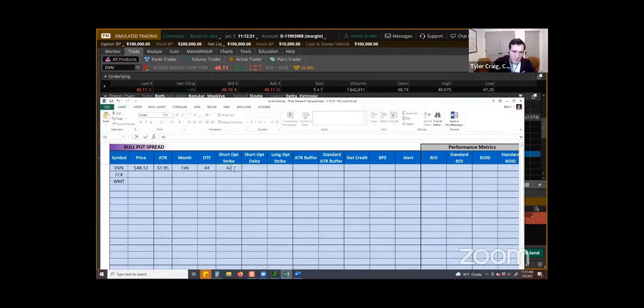So the short strike is 42. The short option delta is 20. The long option strike is 37. Okay. The net credit, 69 cents. The buying power effect, $4.31.